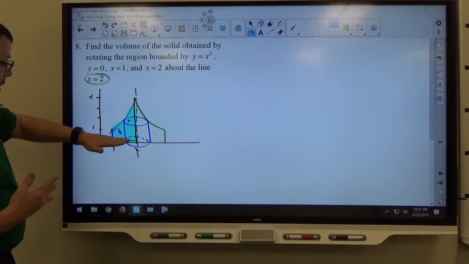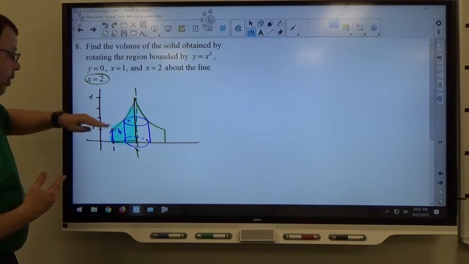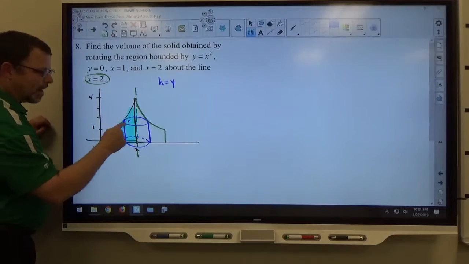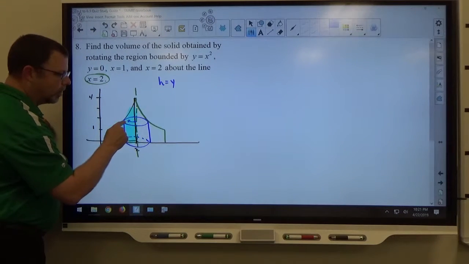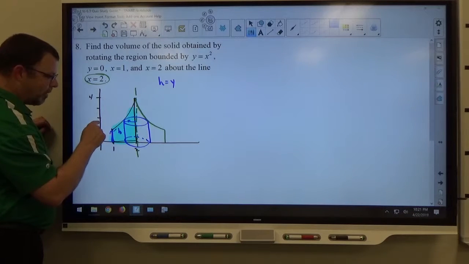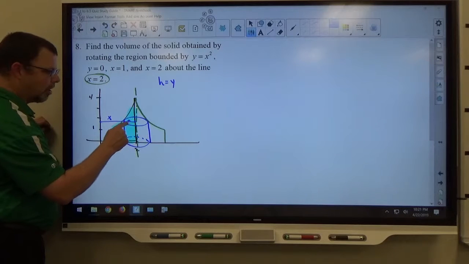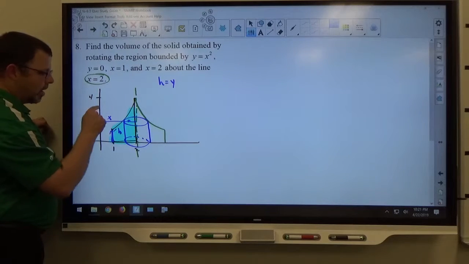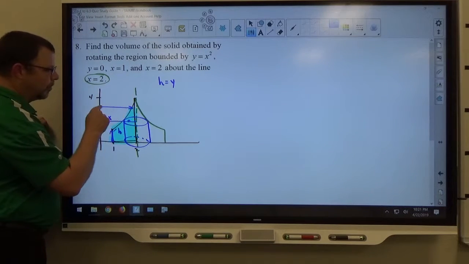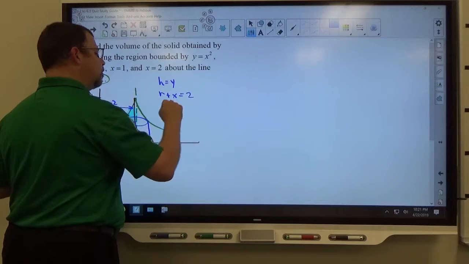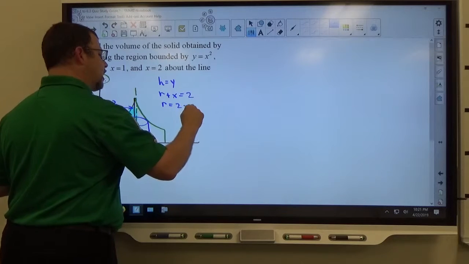Notice that the height is coming off the x-axis straight up to the curve, so the height equals y. But the radius is coming from the axis of rotation to the curve, not from the y-axis to the curve. So this is x, this is r, r is not x. From here to here is 2. So we can see that r plus x equals 2, so r is equal to 2 minus x.